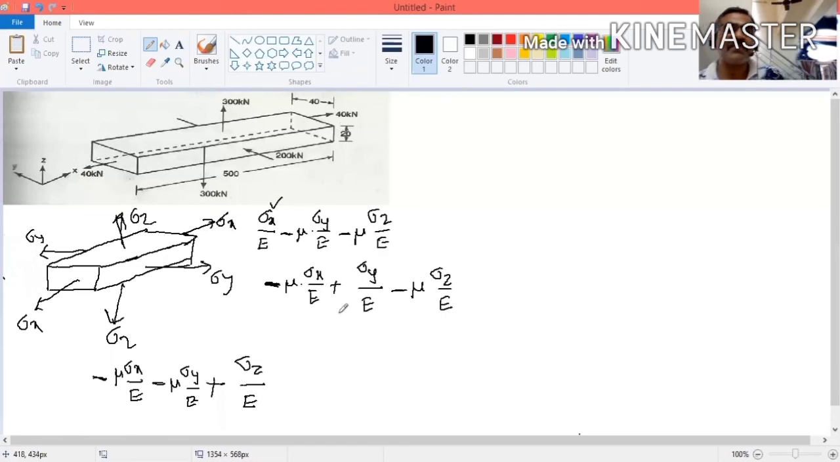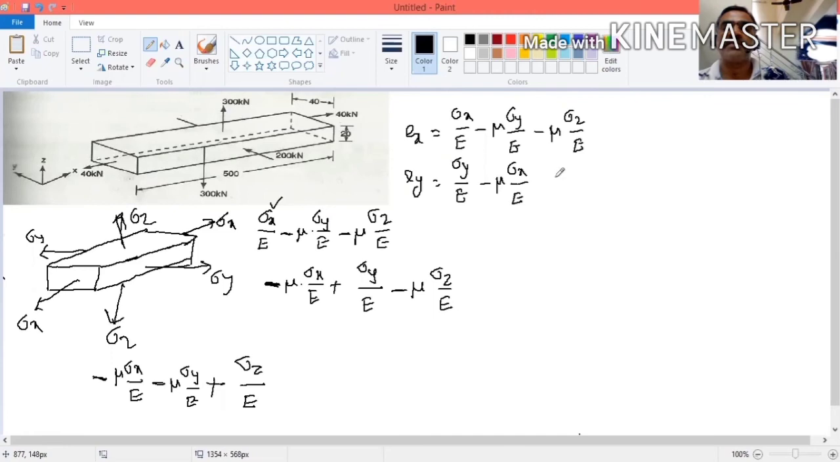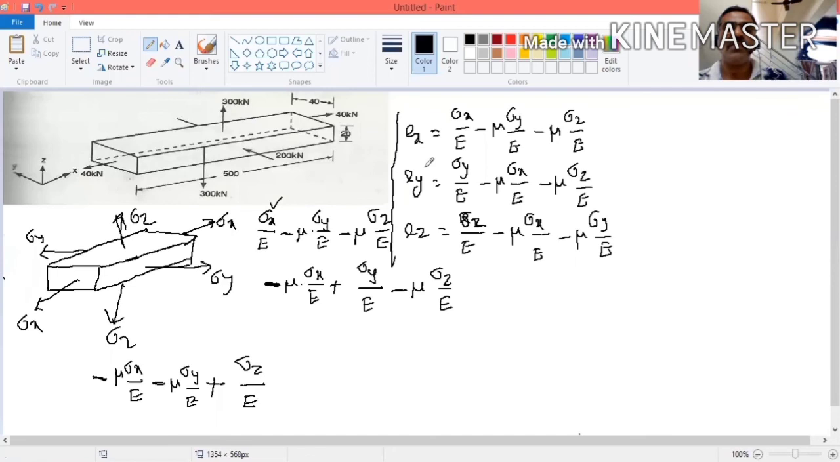So these are the three equations. If you want to rewrite these equations, Ex, strain along x direction, Ex is equal to sigma x by E minus mu into sigma y by E minus mu into sigma z by E. Ey is equal to sigma y by E minus mu into sigma x by E minus mu into sigma z by E. Similarly, Ez is equal to sigma z by E minus mu into sigma x by E minus mu into sigma y by E. These are the three equations.